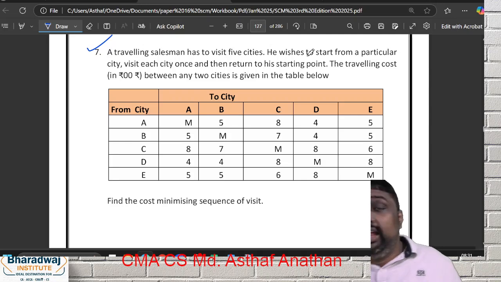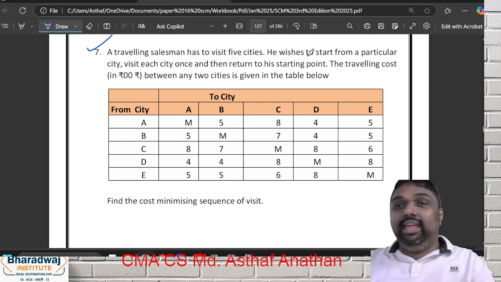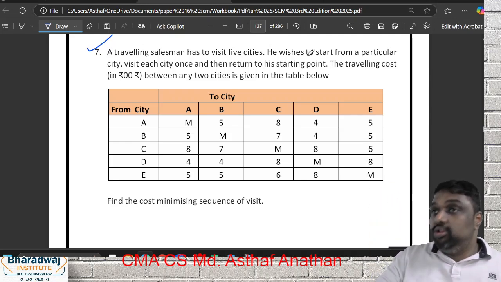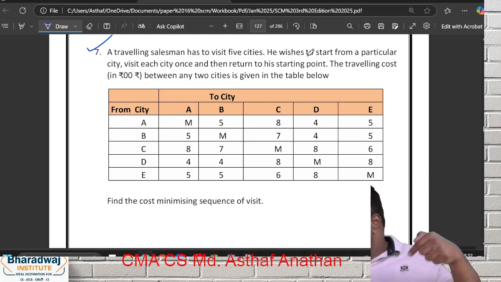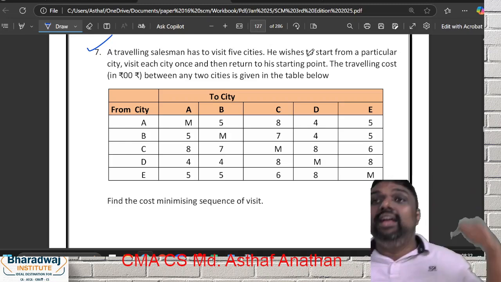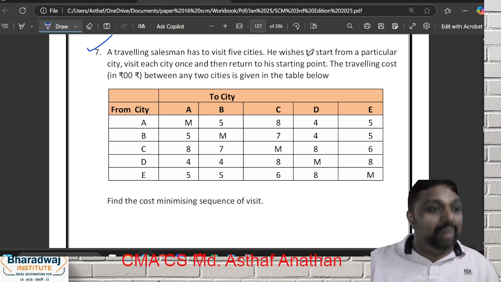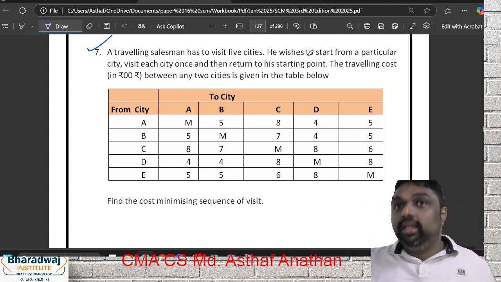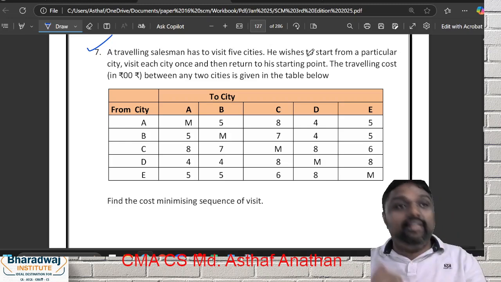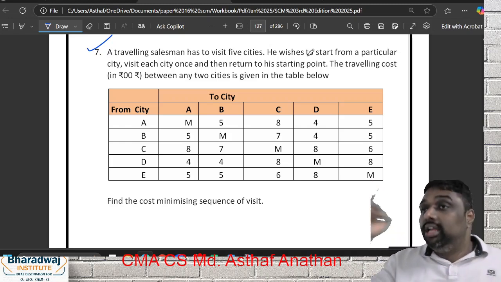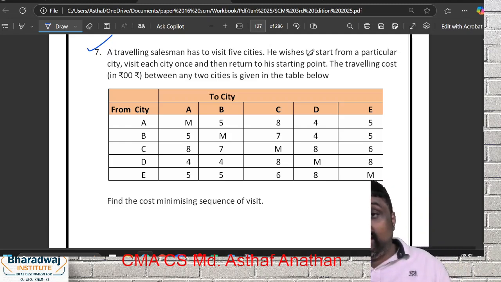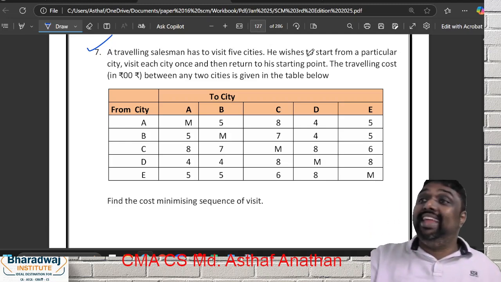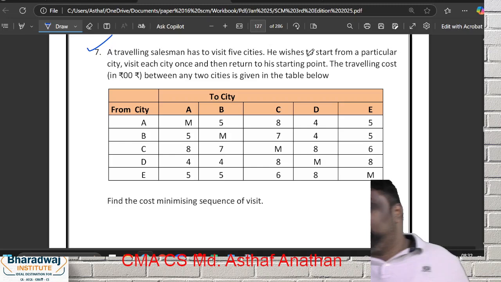How will he travel? He will go to each and every place; he has to visit all the places scheduled for the day and return to the original place, or starting point, at the end. This is the normal assumption. So point number one, he has to start and end at the same place. Point number two, he has to visit all the places. And point number three, from where he started, he has to come back to the ending place at the end. These are all the general assumptions.